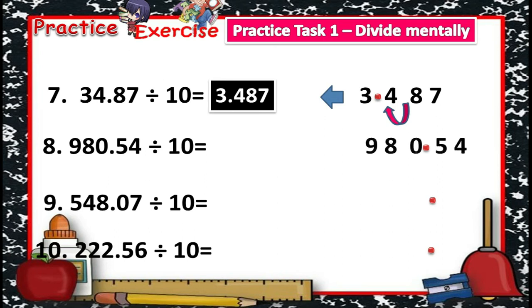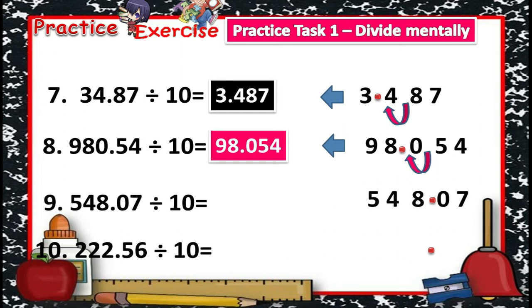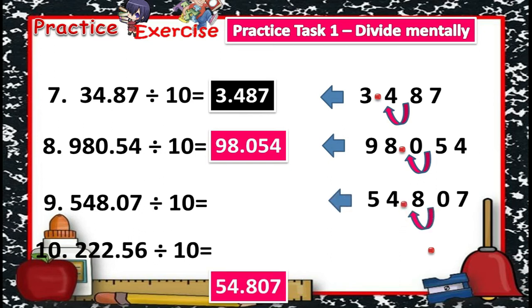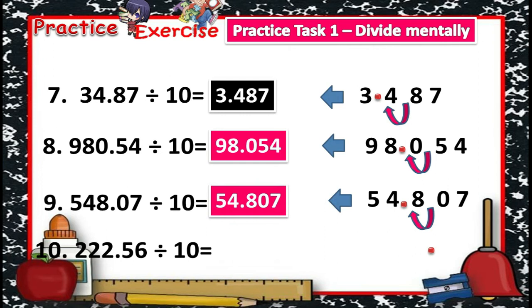For number 8, 980 and 54 hundredths divide by 10. Move the decimal point 1 to the left. So the answer is 98 and 54 thousandths. For number 9, 548 and 700 divide by 10. Move the decimal point 1 to the left. Here is the decimal point. The answer is 54 and 807 thousandths.